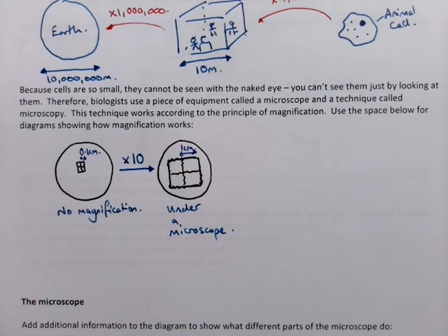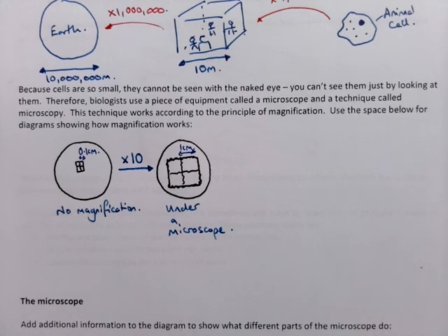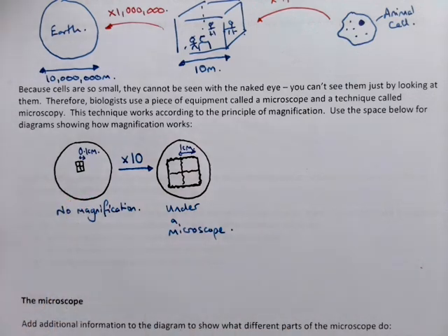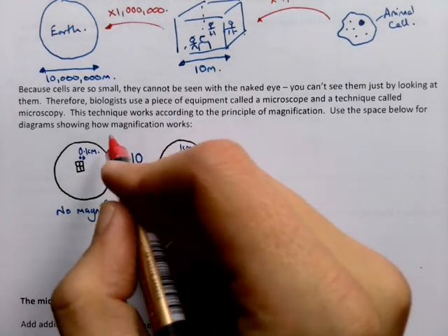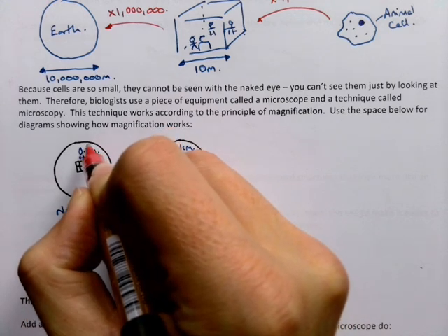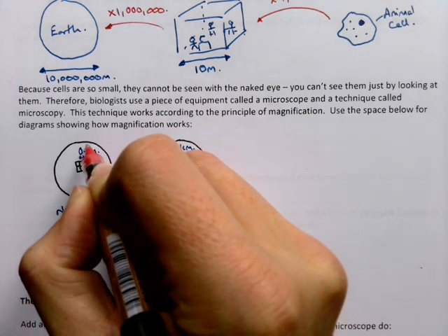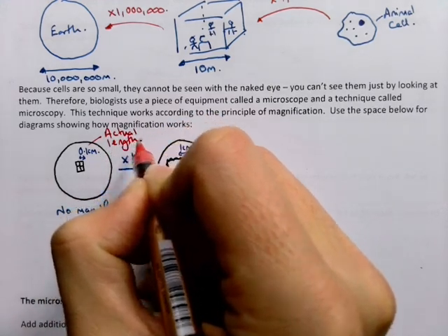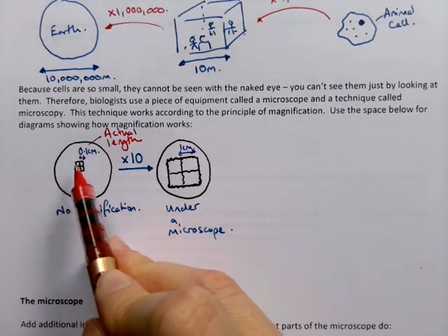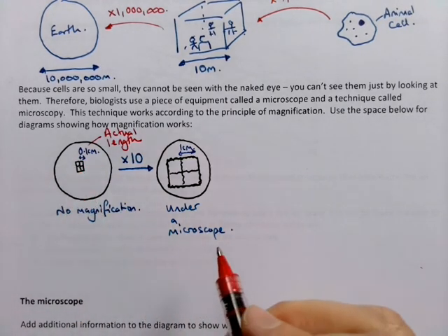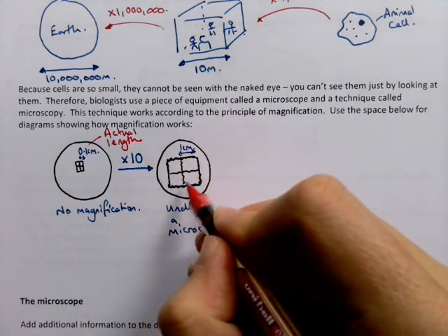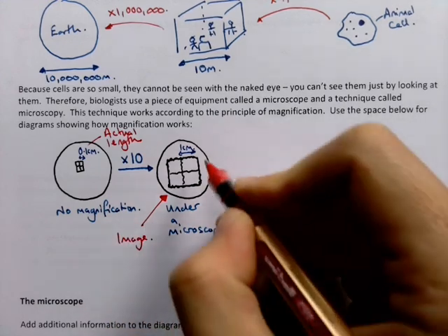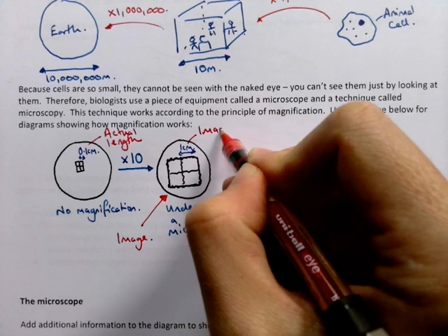Now, there are two words that are very important to know. So this here is known as the actual length. I'm going to refer to this as the actual length. That's how big it actually is, 0.1 centimeters. Now I'm going to call this thing here the image. And this 1 centimeter is the image length.